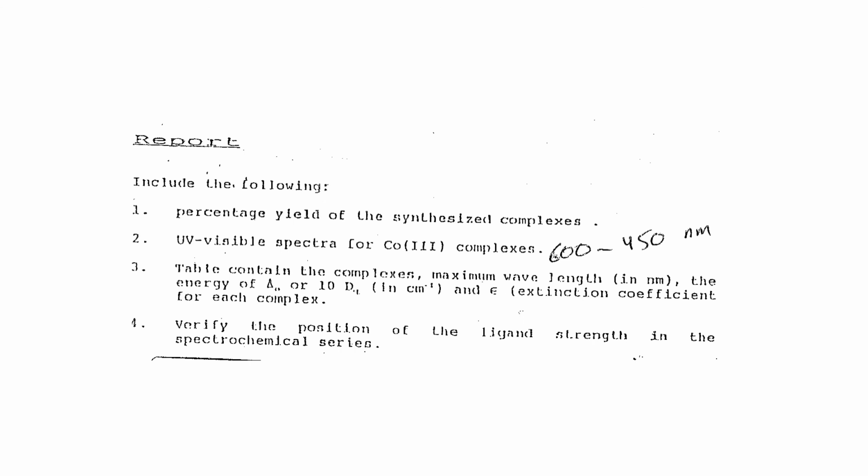You answer the questions, the percentage yield in the report of all your complexes, the UV visible spectra from 650 to 400, and you tabulate the results of delta in centimeter minus 1. I don't want you to calculate in joule or anything, just tabulate the results in centimeter minus 1. Verify the position of the ligand strength.